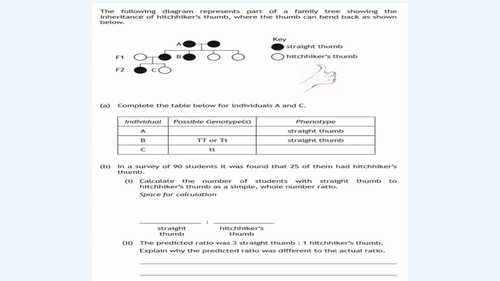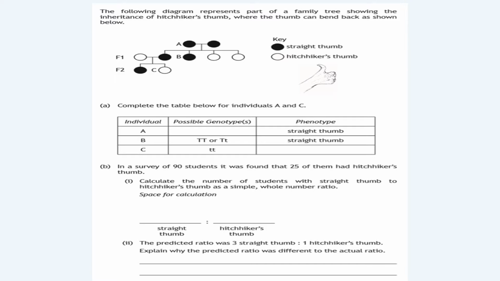It then says, in a survey of 90 students, it was found that 25 of them had hitchhiker's thumb. Calculate the number of students with straight thumb to hitchhiker's thumb as a simple whole number ratio. Then the last question says, the predicted ratio was 3 straight thumb to 1 hitchhiker's thumb. Explain why the predicted ratio was different to the actual ratio.